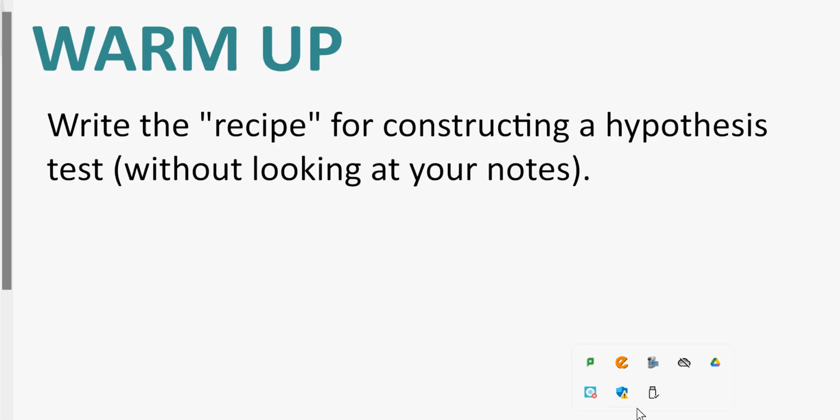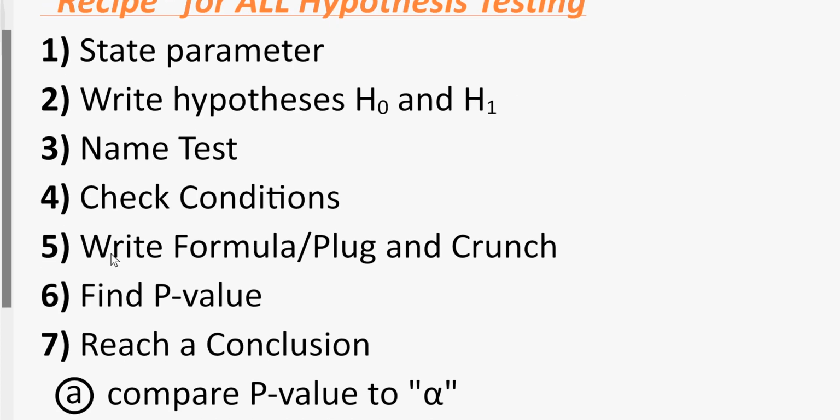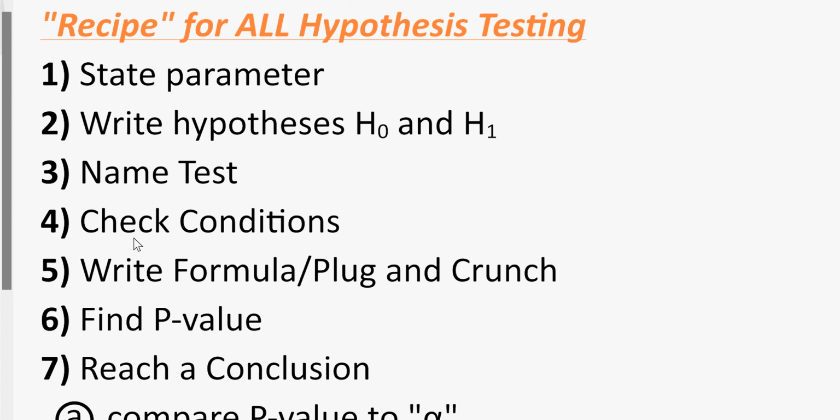If you can't, make sure you get these written down because here they are. And I wish it was a little bit smaller. But here it is. All right, number 1 and 2 go together. State the parameter and write the hypotheses. Got to do that. Name the test. So right now we're doing a one proportion z-test. Check the conditions, same conditions we've been checking, and find your z. So this part right here, write your formula, plug and crunch.